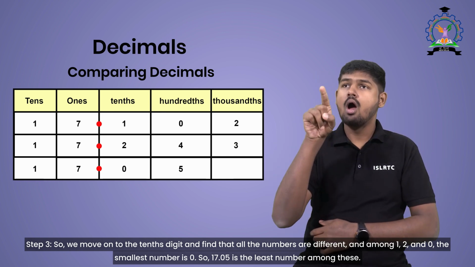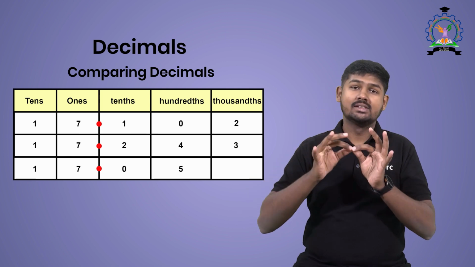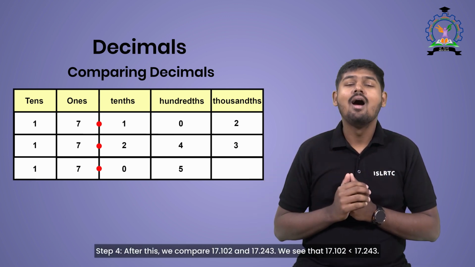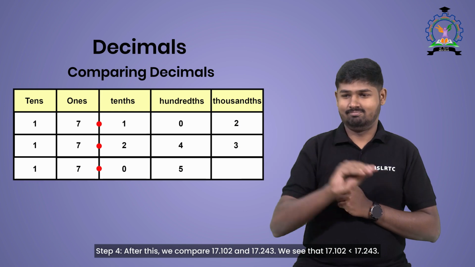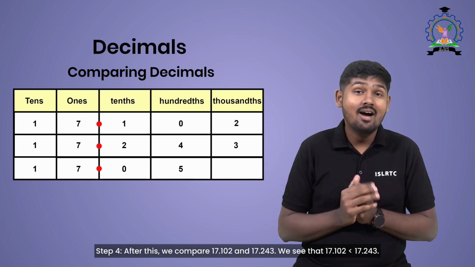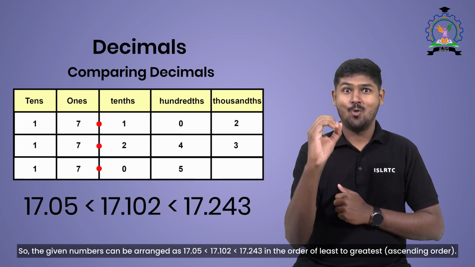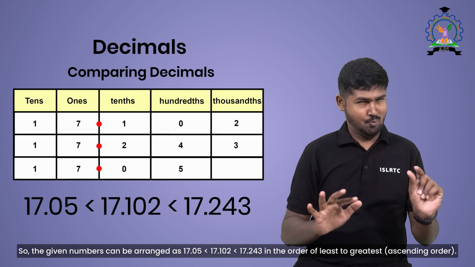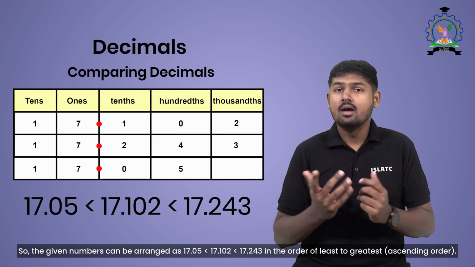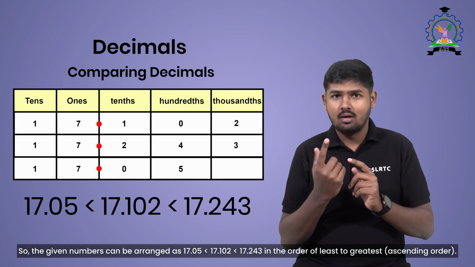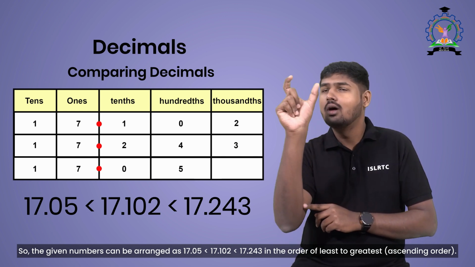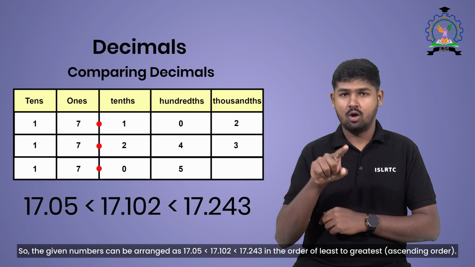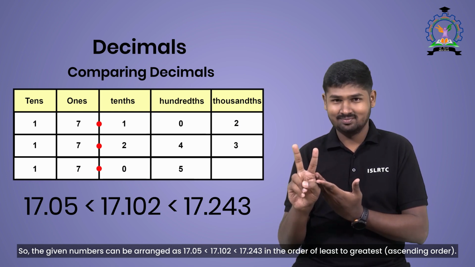Step 4. After this, we compare 17.102 and 17.243. We see that 17.102 is less than 17.243. So, the given numbers can be arranged as 17.05, 17.102, 17.243 in the order of least to greatest, ascending order.